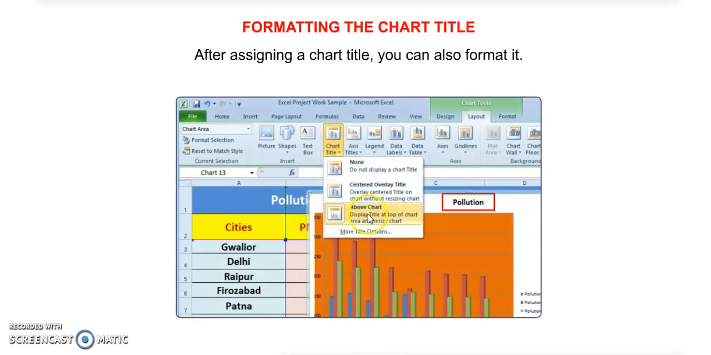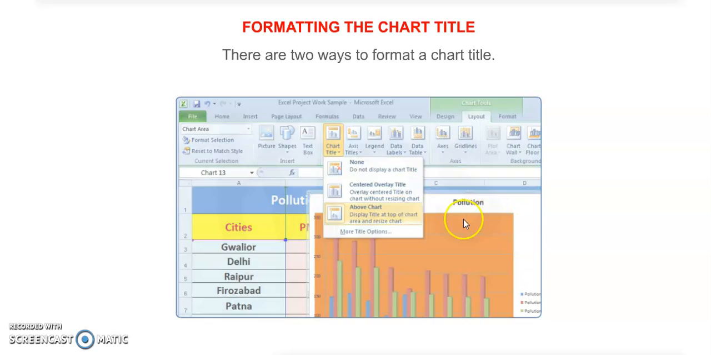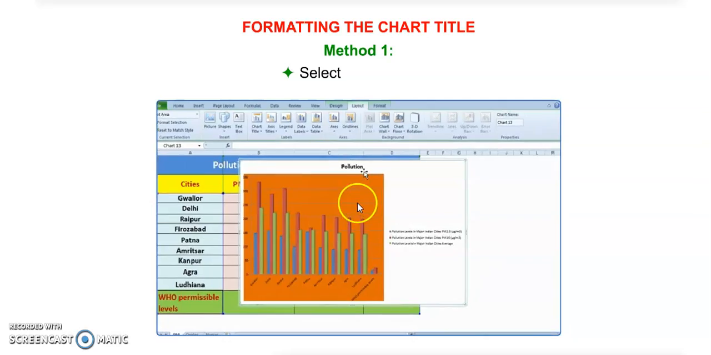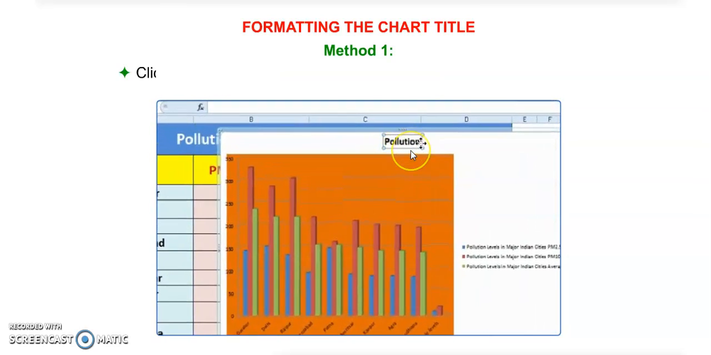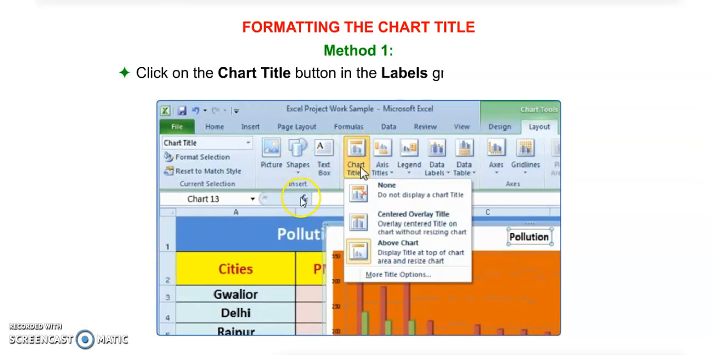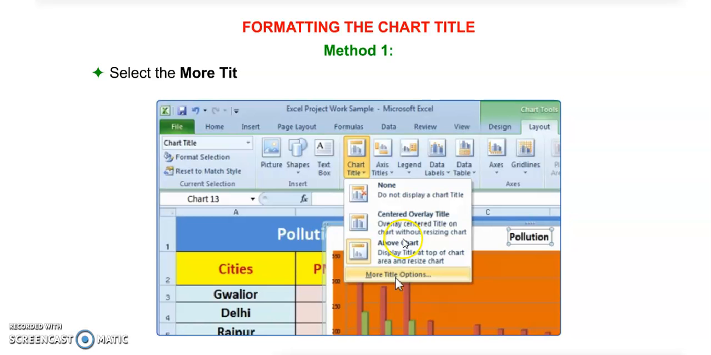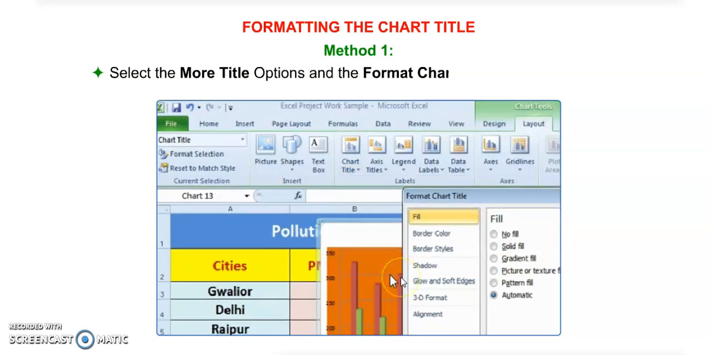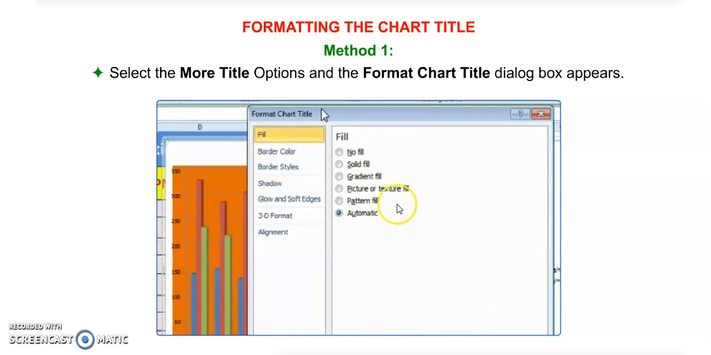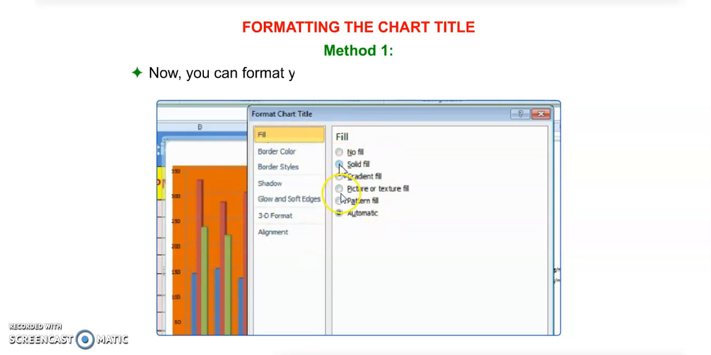After assigning a chart title, you can also format it. There are two ways to format the chart title. Method 1: First, select the chart title and then click on the Chart Title button in the Labels group on the Layout tab, and a drop down menu will appear. You can see this menu. Select the More Title Options option and then the Format Chart Title dialog box will appear. This is the dialog box.